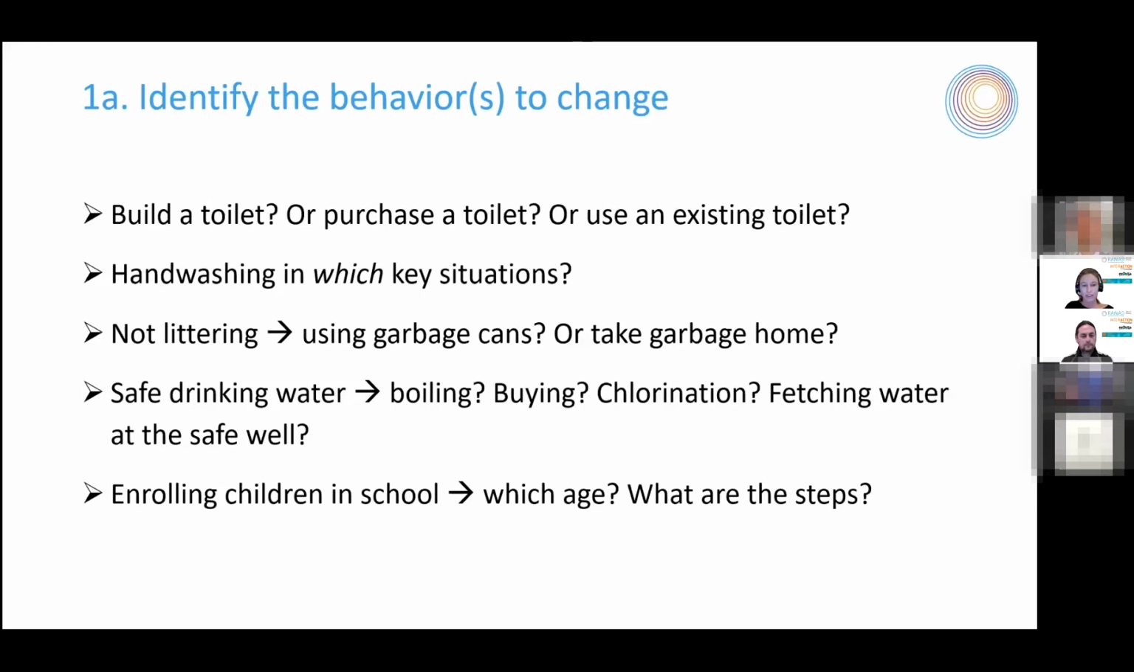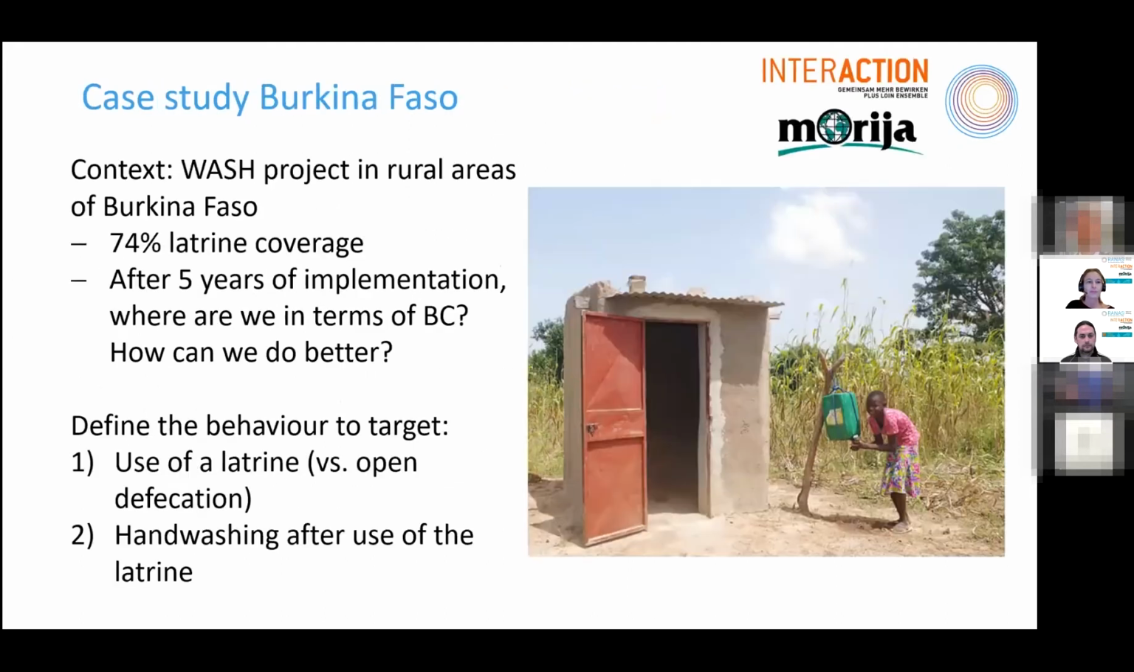Safe drinking water, of course, this also depends on the contextual factors. Do you want people to boil their water, or rather to buy safe water, or chlorinate it, or go to a different place, a different well where there is safe water? All these things you have to answer beforehand. So to see how that was done, I give over to Mikael, that he gives you some insight into how this is then translated into a project.